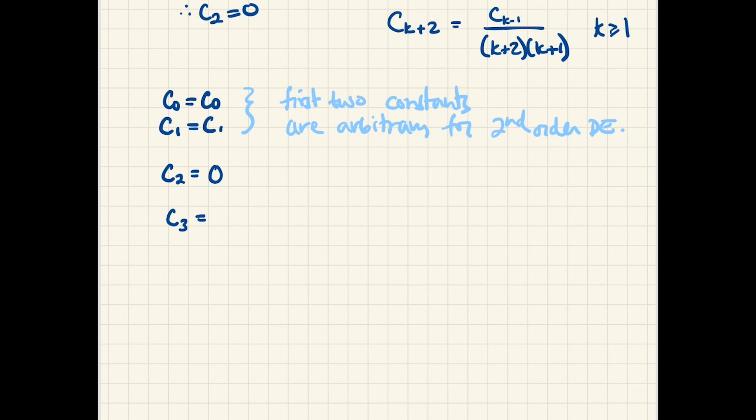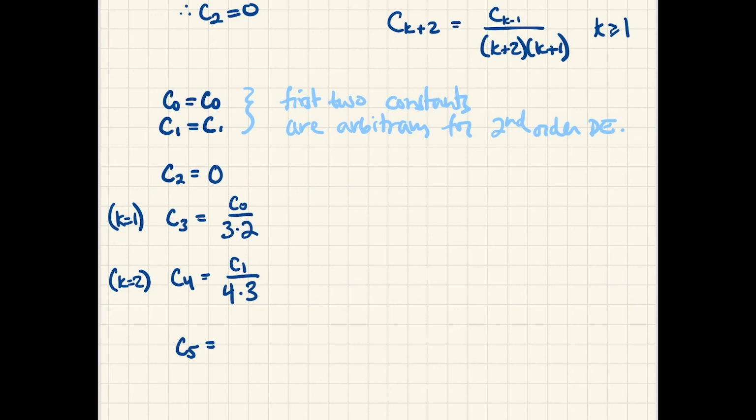So let's use the recurrence relation to find c3. So again, in the c3 case, that is k equaling 1. So c3 is equal to k equal 1. So that would be c0 divided by 1 plus 2 is 3, and 1 plus 1 is 2. So that's what c3 is. What is c4 equal to? That's the k equal 2 case. So that would be c sub 2 minus 1. So that's c1 divided by 2 plus 2 is 4, 2 plus 1 is 3. So c1 over 4 times 3.